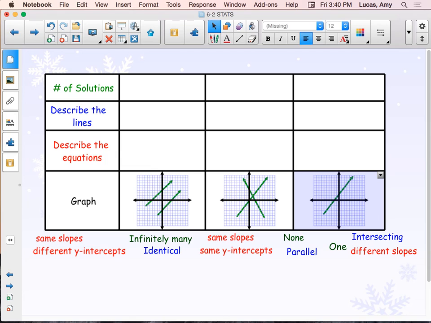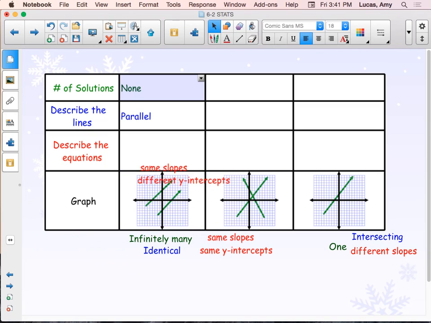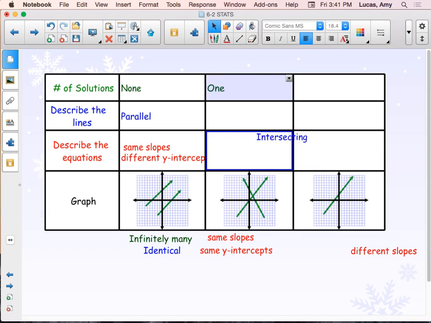One of them is when the lines are parallel. When the lines are parallel, that means there is no solution because the lines don't cross. When they are parallel, the equations have the same slopes but different y-intercepts. The second thing that can happen is there could be one solution, and we have one solution when the lines are intersecting. Lines that intersect have different slopes.